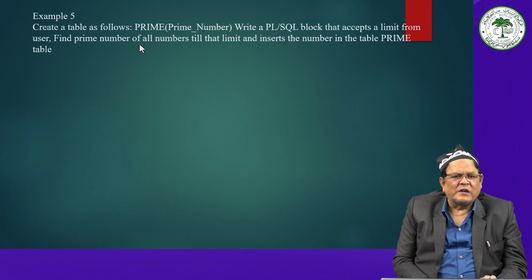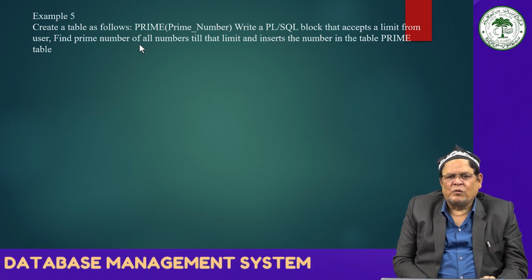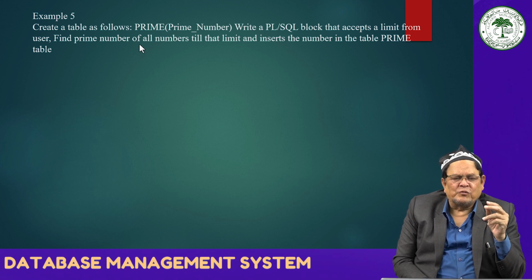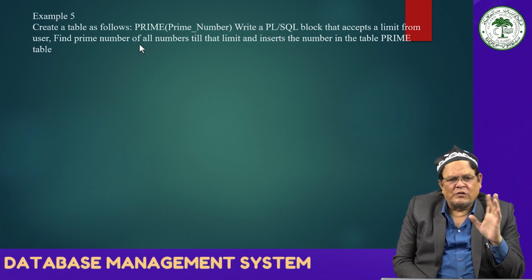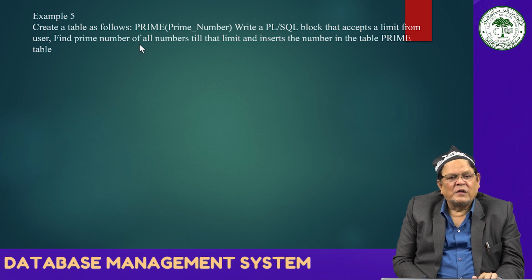The next question I have taken: create a table for prime numbers. How will you calculate? Write a PL/SQL block that accepts a limit from users. You will give prime numbers up to 10, up to 100, 1 to 1000, whatever, in a dynamic program. Find the prime numbers of all the numbers till that limit and insert the numbers into the prime table.